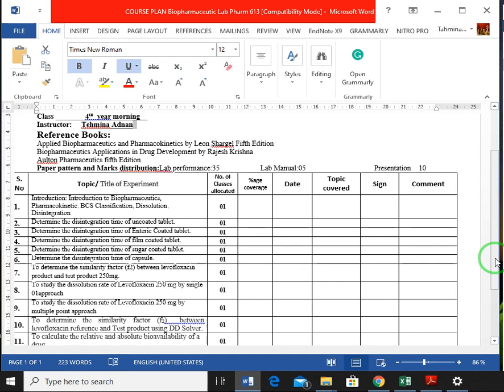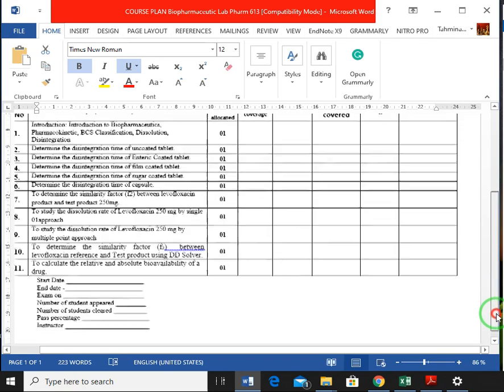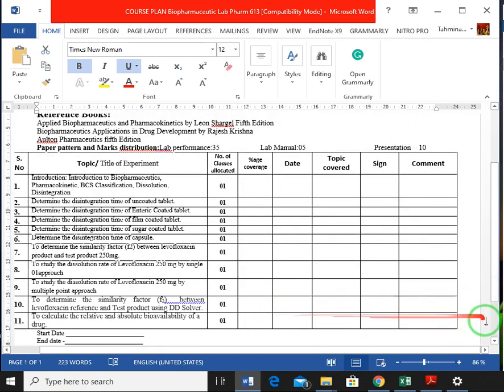Number fifth, determine the disintegration time of capsule and so on. This is the course plan available on the HULMS system. You can see it from there. Okay, we start our first experiment.